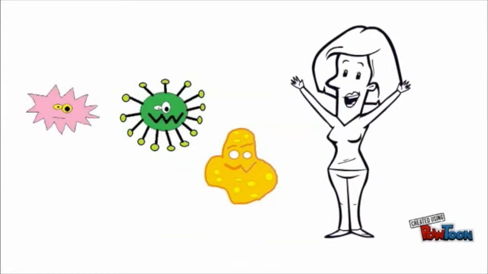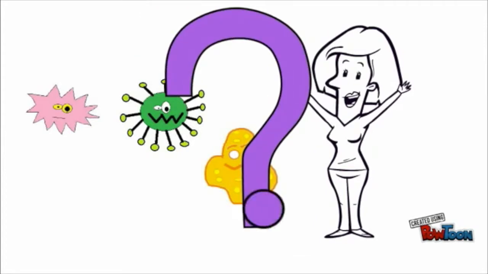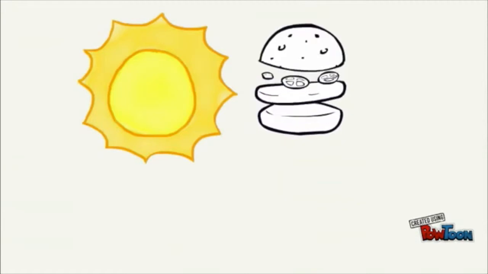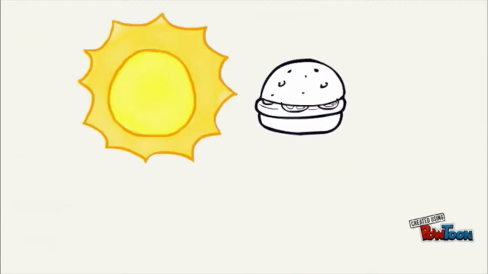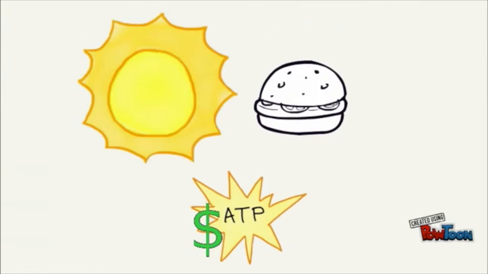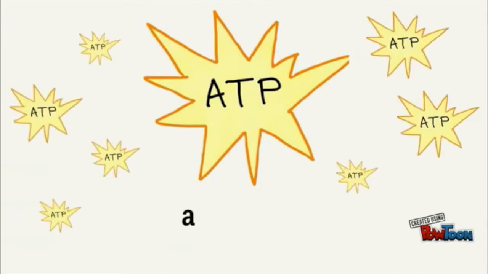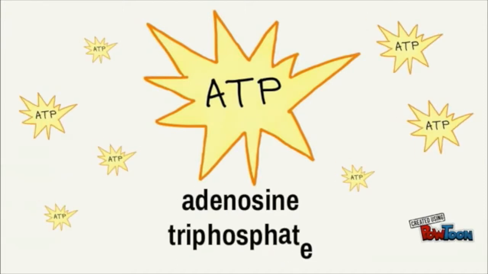Life needs energy. All organisms, from the simplest bacteria to humans, run on energy. But where do they obtain the energy they need? Energy may originate from sunlight or food, but it must be ultimately converted to the cellular energy currency of adenosine triphosphate. ATP is the energy that keeps everything going.